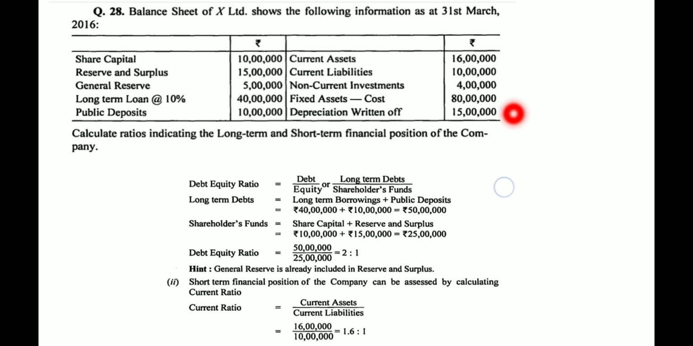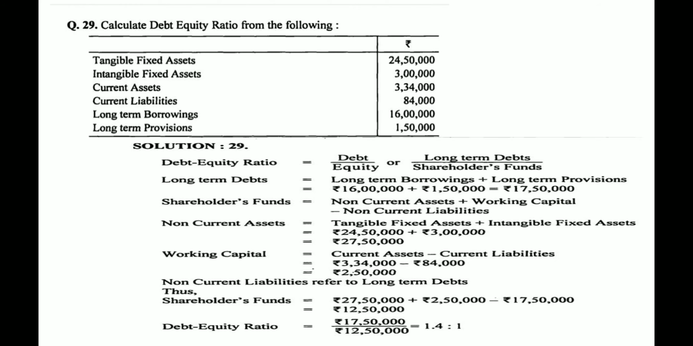Now, the balance sheet of X Limited as of 31st March is given, and you have to calculate the ratios indicating long term and short term financial position. So first of all, you calculate the debt equity ratio, and the short term financial position is indicated by the current ratio. So both ratios are calculated in this question.